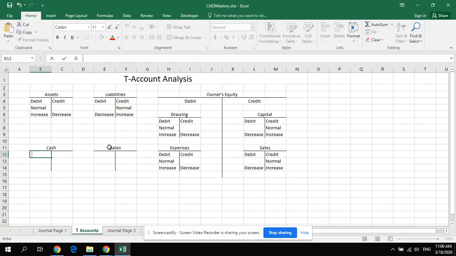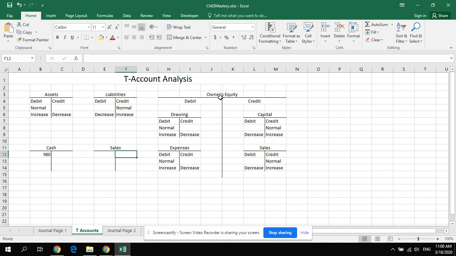And so we have cash and we have sales. All right. So the transaction said received cash from sales. If I received cash, just like when I get paid, the value of cash in my wallet goes up. Same with the business. If the business receives cash, its cash is going to go up. Cash is an asset. Assets increase on the debit side. And so we're going to increase cash $980 by debiting the account.